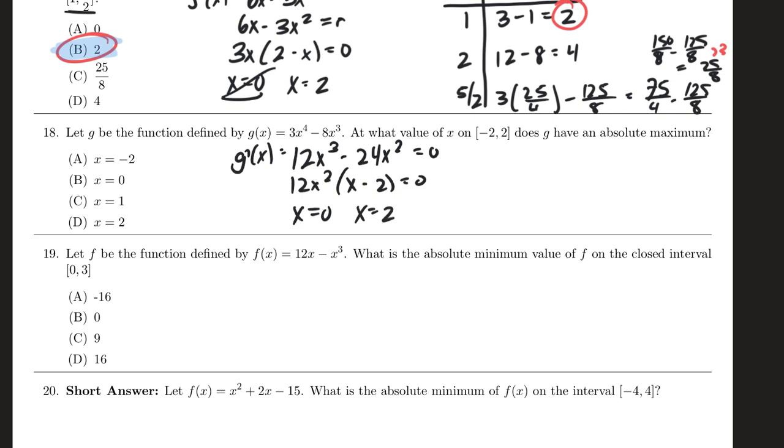All right, so now I have to make my chart. I can plug in -2, 0, and 2. If I plug in 0, I'm going to get 0. All right, so that's the easy one. If I plug in -2, let's just use the calculator to make it go a little bit faster.